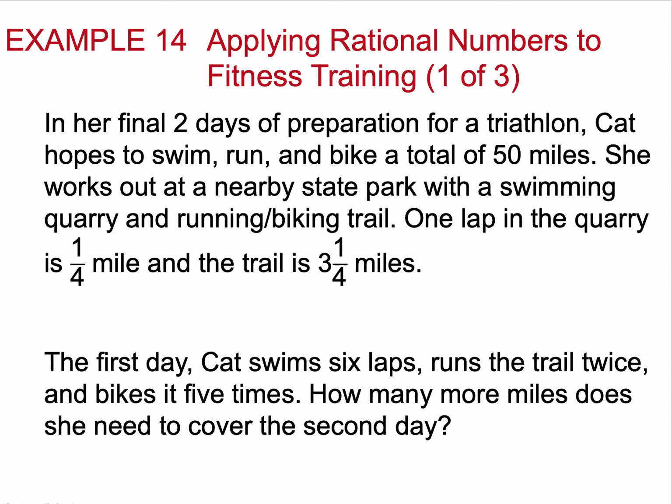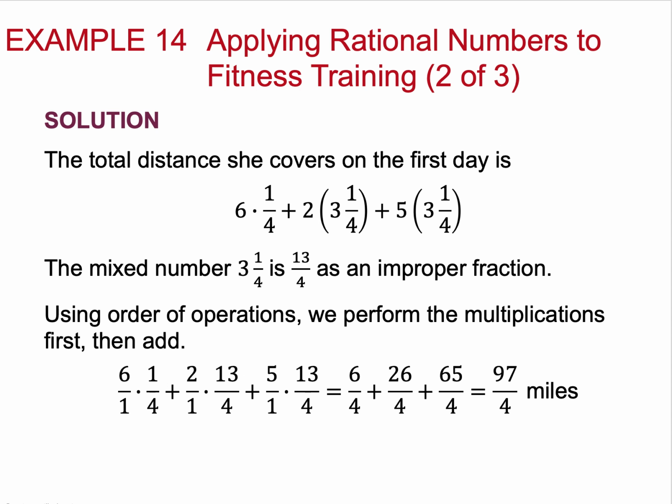So here's another example where we're going to have a word problem. In her final 2 days preparing for a triathlon, Kat hopes to swim, run, and bike a total of 50 miles. She works out at a nearby state park with a swimming quarry and a running and bike trail. One lap is a quarter mile, and the trail is 3¼ miles long. How many more miles does she need to cover on the second day?